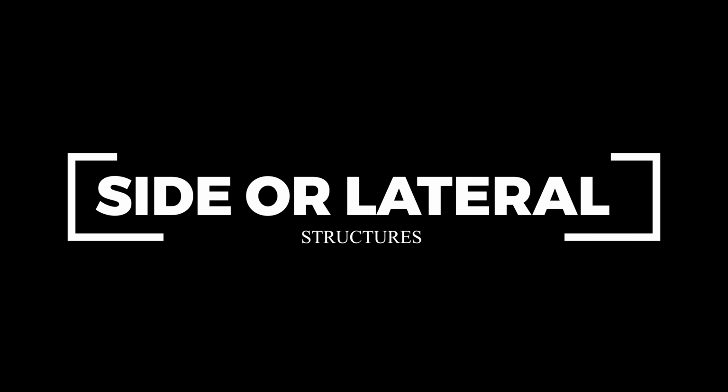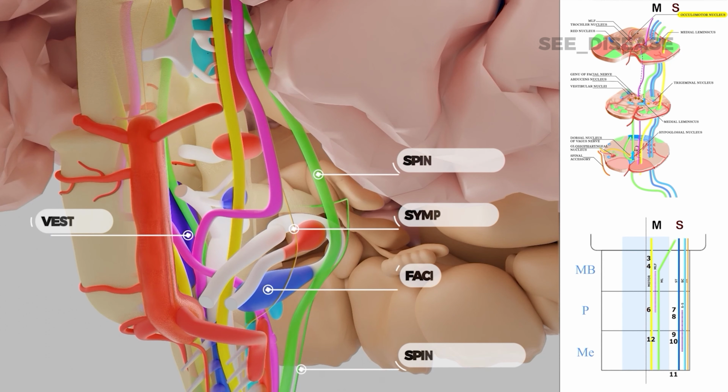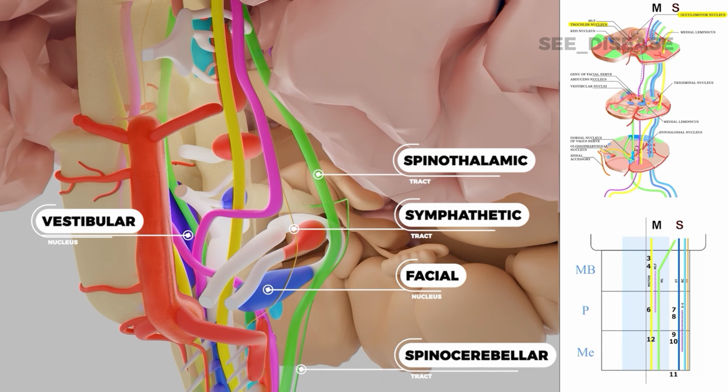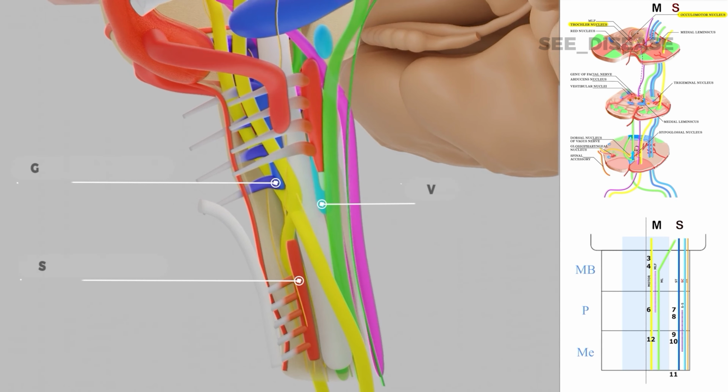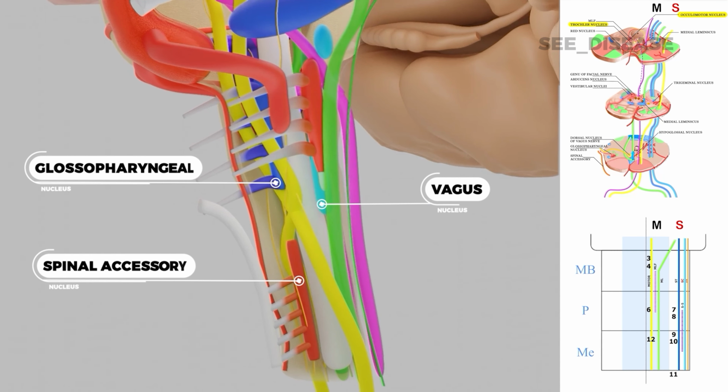Rule number 2: the structures starting with S, that is the side or laterally placed structures, are certain cranial nerve nuclei 5, 7, 8, 9, 10 and 11, as well as the tracts starting with S, that is spinothalamic tract, spinocerebellar tract and sympathetic tract.